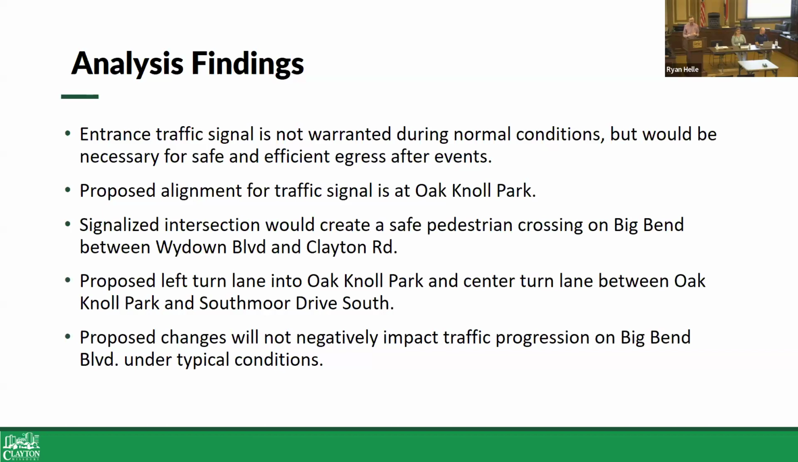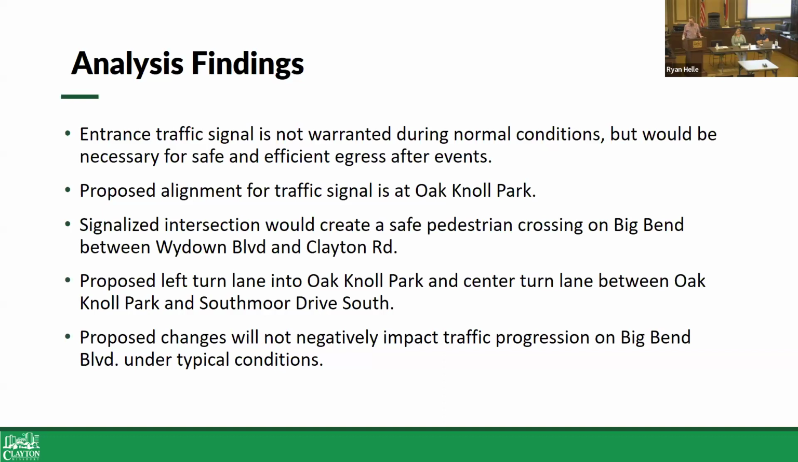Another reason that the county looked upon this analysis favorably was the fact that a signalized intersection creates a safe crossing at the mid block on Big Bend that we don't have right now. So right now, if you want to cross Big Bend, you either have to do it at Wydown or Clayton. This would give pedestrians and cyclists a place in the middle of the road to actually cross. So if you're going to Oak Knoll, you don't have to go all the way up to Wydown or all the way down to Clayton in order to make that crossing. And so it's protected because you have the signal there. You could activate it with a button.